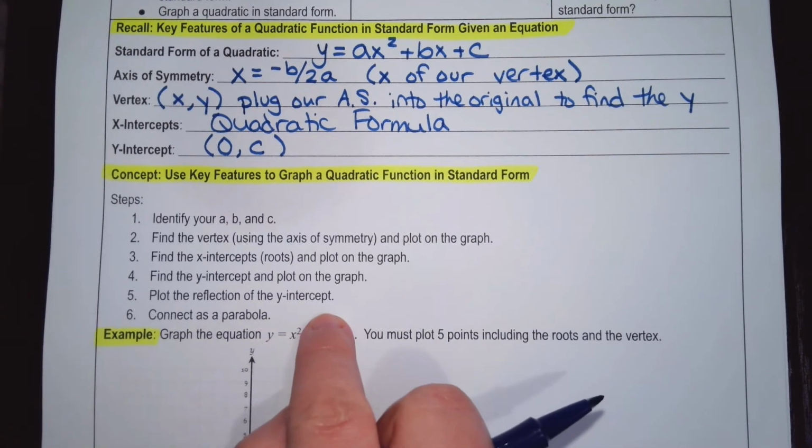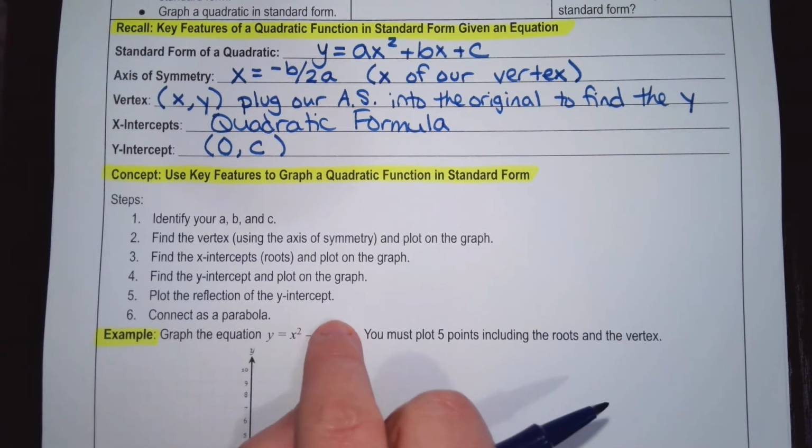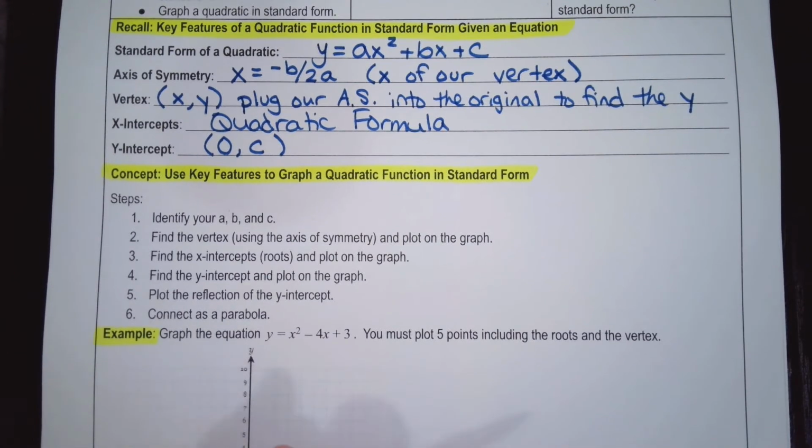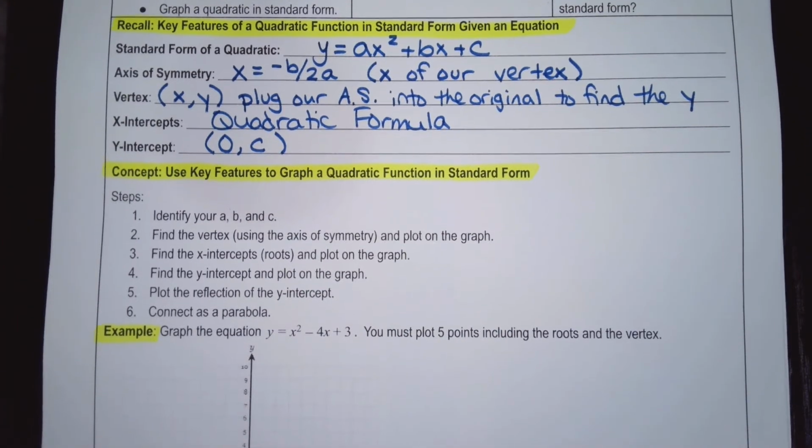Now, there are 6 steps that we're going to do. Step number 1, identify your a, b, and c. Step 2, find the vertex and plot it. Step 3, find the x-intercepts, also known as roots, and plot those on the graph. Step 4, find the y-intercept and plot it on the graph. Then, step 5, find the reflection of the y-intercept and plot it. And then finally, connect them as a parabola.